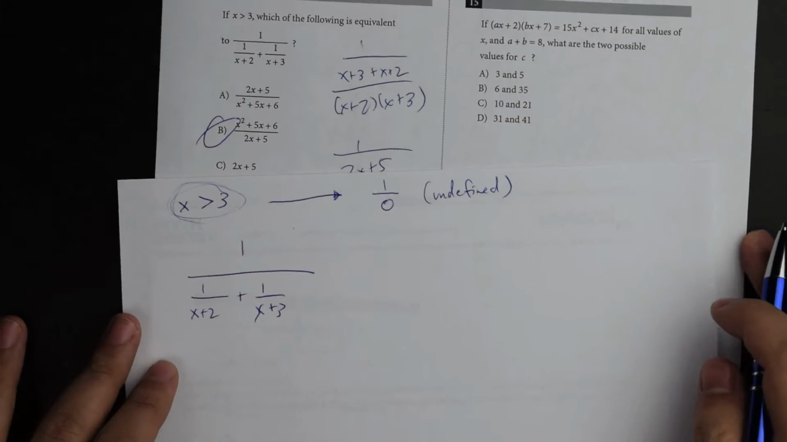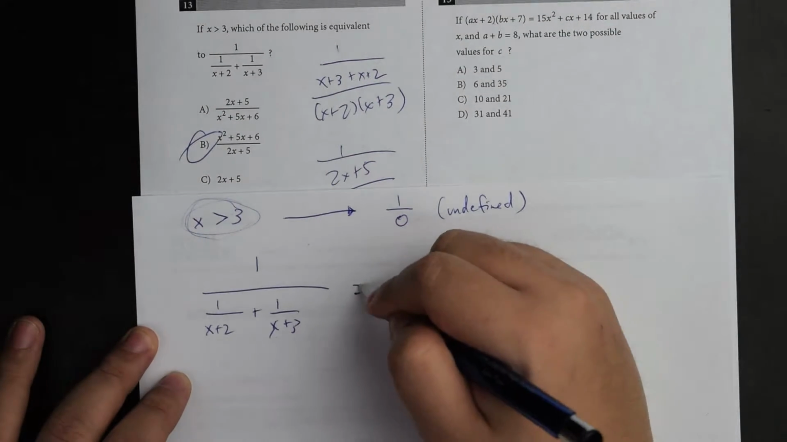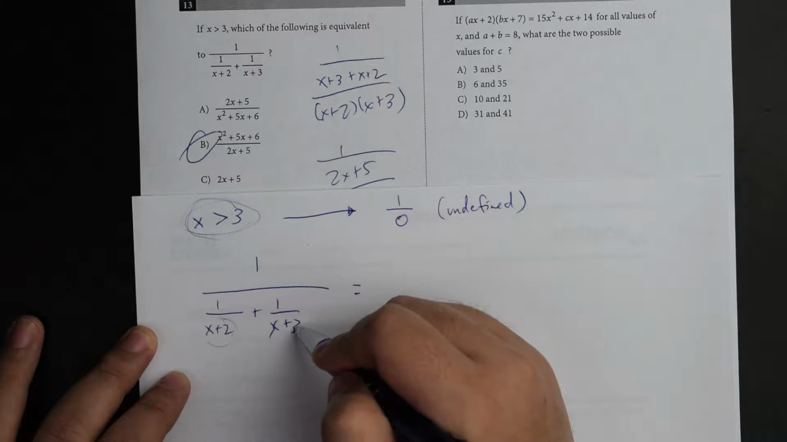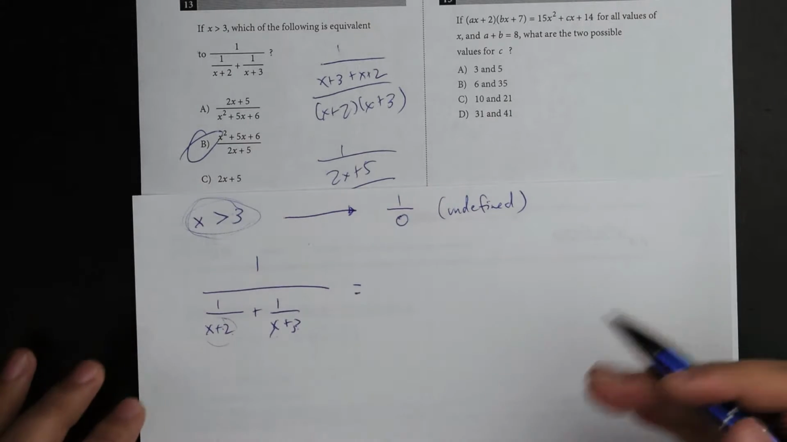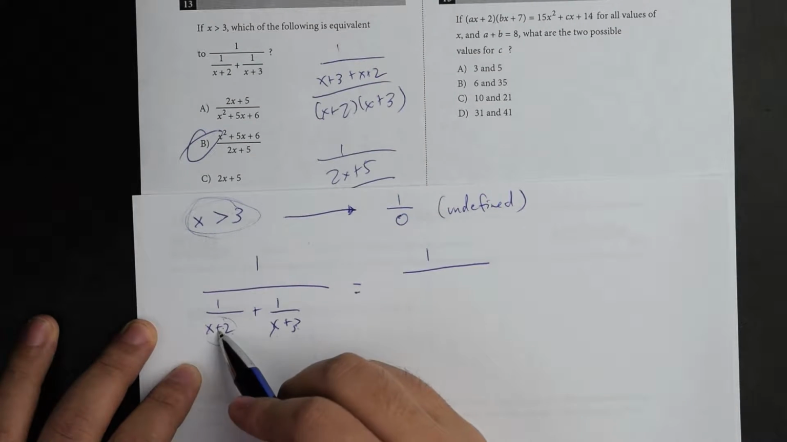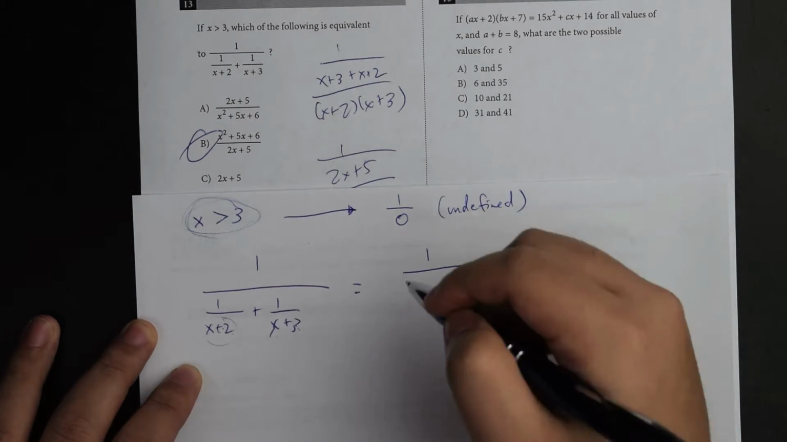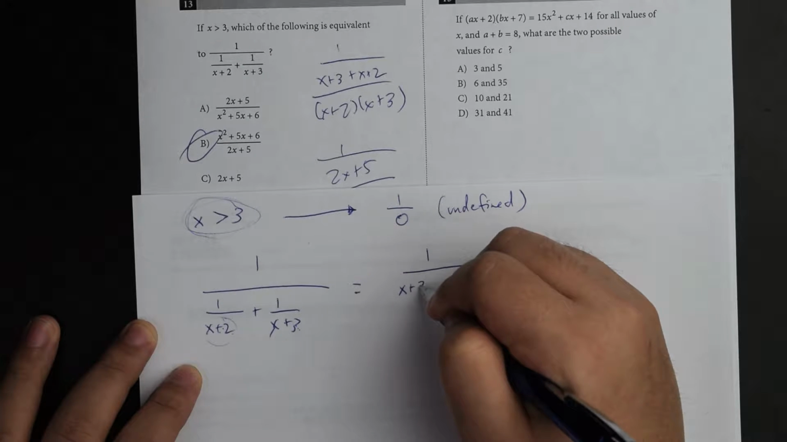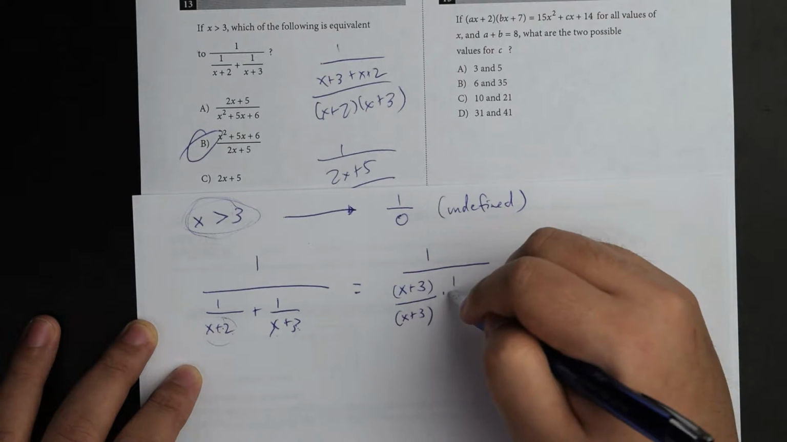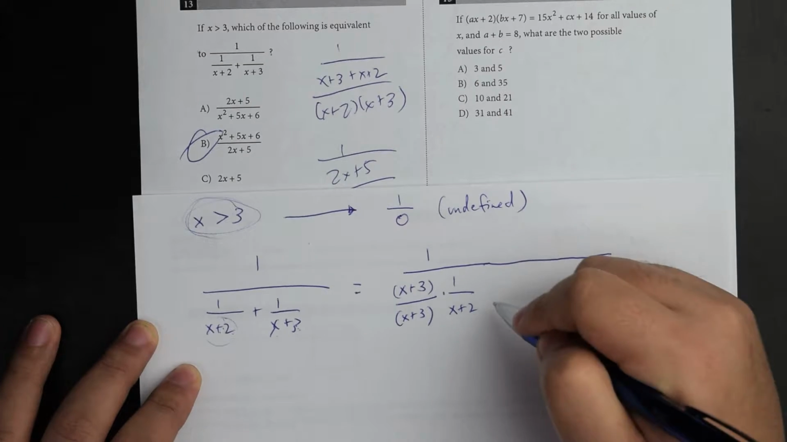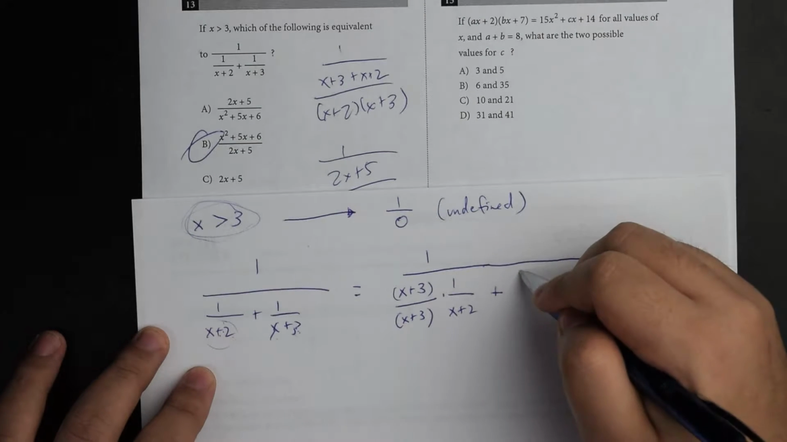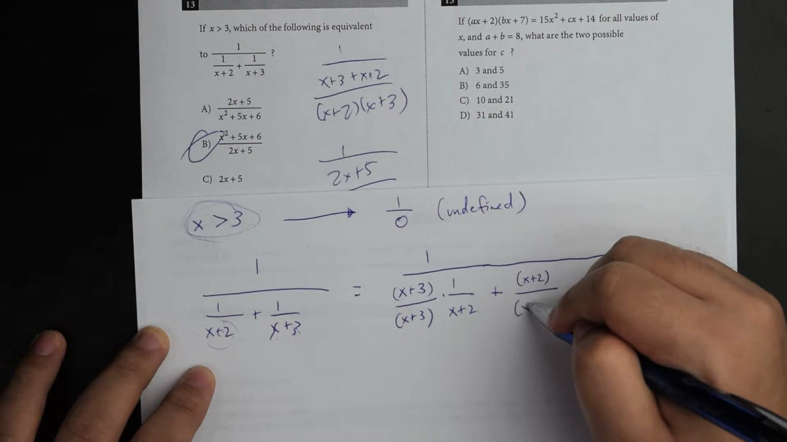Right afterwards, the first thing I wanted to do was find the least common denominator, so that these fractions share the same denominator and I can combine them and make it less complicated. For this one, I noticed it's missing x plus 3, so I'm going to multiply by x plus 3 over x plus 3 times 1 over x plus 2. For the other one, since this one has x plus 3, it's missing x plus 2, so I'm going to multiply top and bottom by x plus 2.